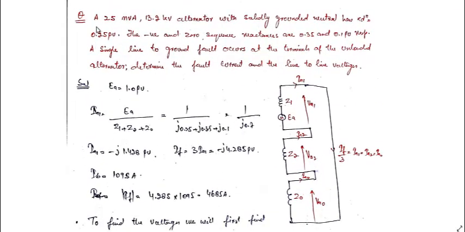Here, same rating alternator with solidly grounded neutral again, and Xd double dash, the subtransient reactance, taken as the positive sequence reactance, is 0.25 per unit. The negative and zero sequence reactances are 0.35 and 0.1 per unit respectively. Again, they are different. A single line to ground fault occurs at the terminals of an unloaded alternator. Determine the fault current and line to line voltage.